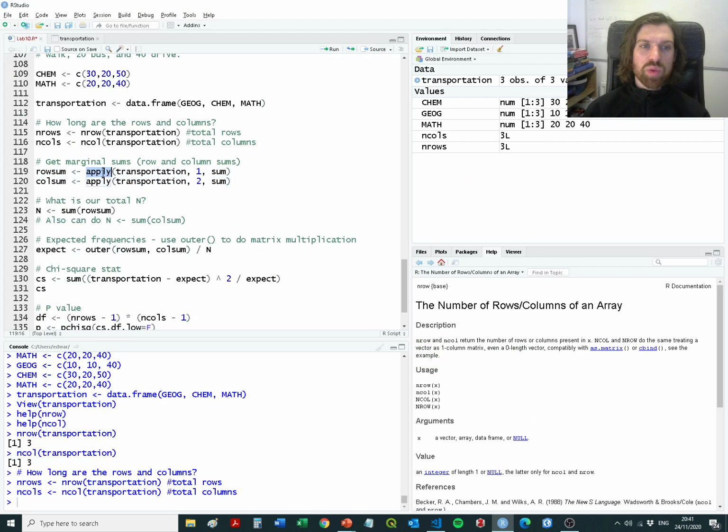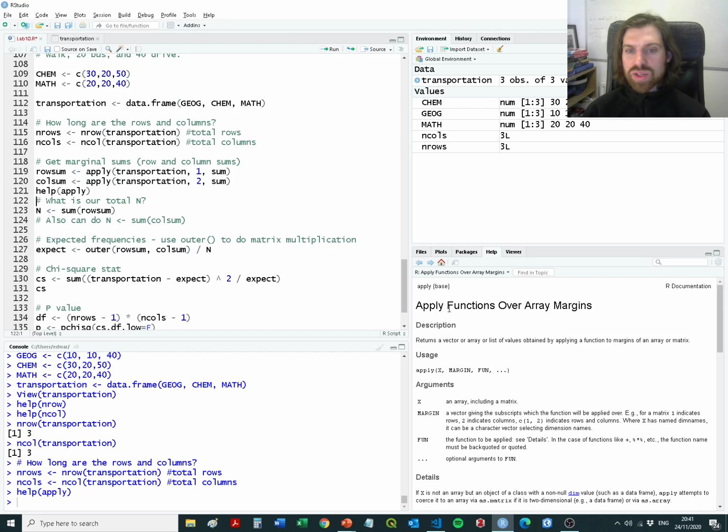So how do we do that? Well, we use the apply function, which is incredibly versatile actually. It allows us to apply functions over array margins. You can use apply in so many different ways, because it just allows you to manipulate vectors, arrays, or lists of values, applying it to an array or a matrix. So this is a really strong function to understand.